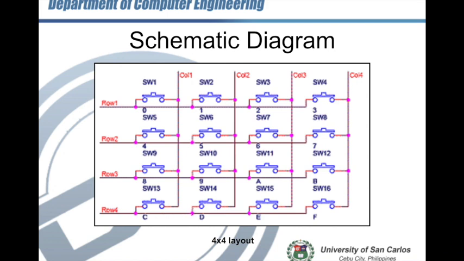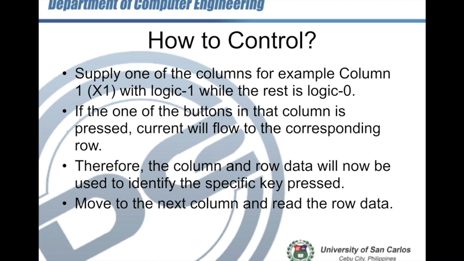Now that you have understood the construction of the numeric keypad in terms of the push button switches, let us now try to understand how to control the keypad. The easiest way is to supply one of the columns with logic 1 while the rest is logic 0. It means that only one column is supplied with current, and if one of the buttons in that column is pressed, the current will flow to the corresponding row, and therefore the column and row data will now be used to identify the specific key that's being pressed.